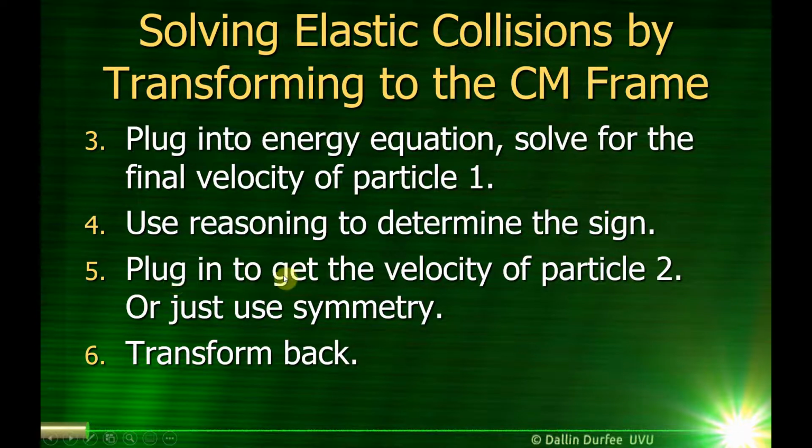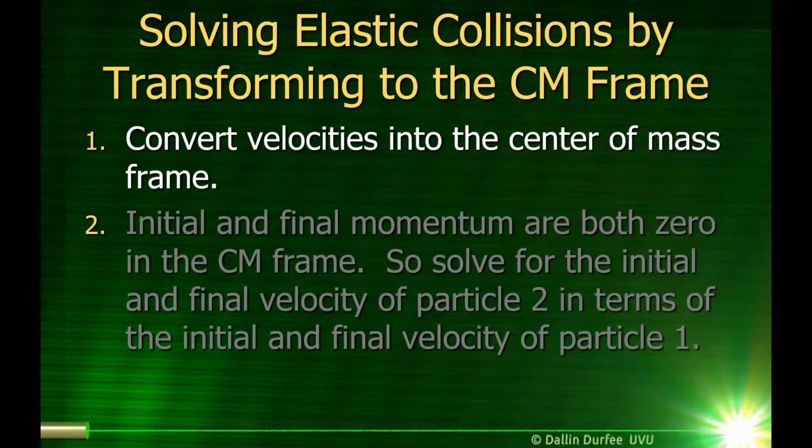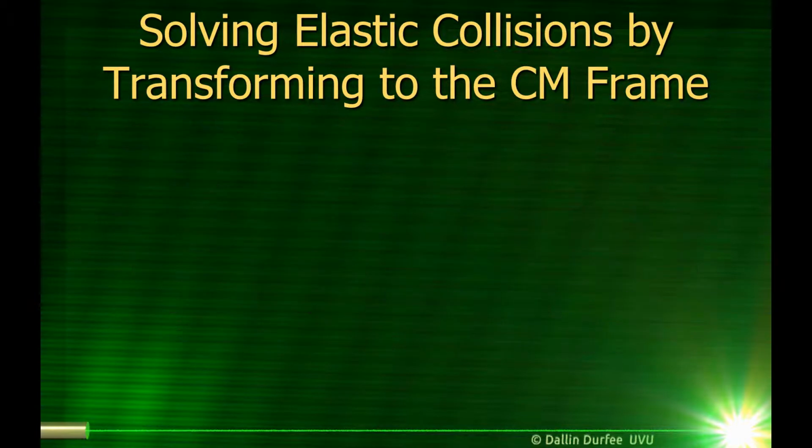We'll have to think about that to figure out what the sign of the final velocity is. And then you can take your result for the final velocity of particle 1 and plug that in to get the final velocity of particle 2, or we'll use symmetry like we did in the previous problem. And then once we have our final velocities for the two objects in the center of mass frame, we just transform back to get them in our original reference frame. Okay, so let's start by converting the velocities into the center of mass frame.